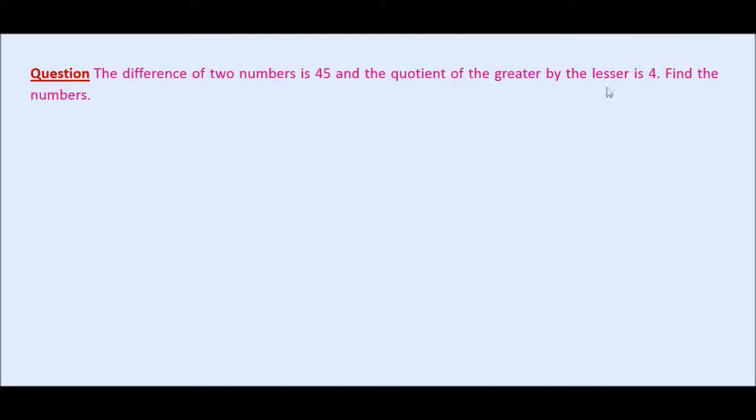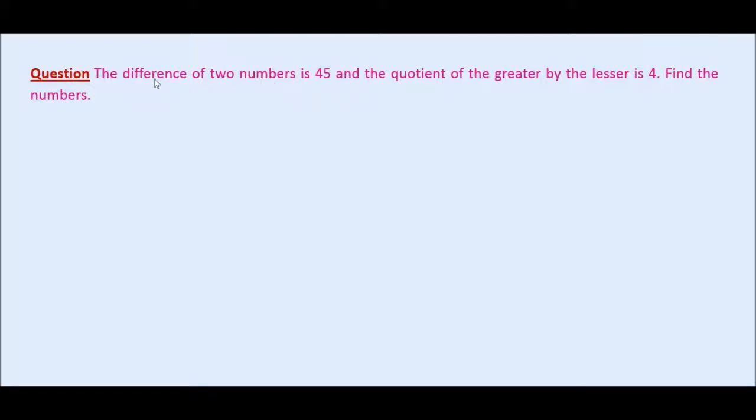Usually, in word problems related to simultaneous linear equations involving two variables, you have two statements. Over here we are having two statements as well, two sentences. The second one is find the numbers. We are not having any information in the second sentence. But if we look at this first statement, we find that it is made up of two parts. The first part is the difference of two numbers is 45 and the second part is the quotient of the greater by the lesser is 4. These two parts are joined by this word and.